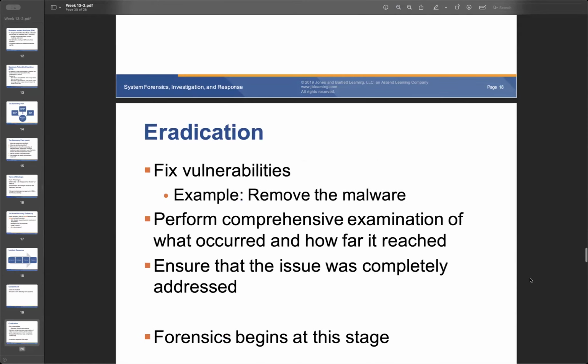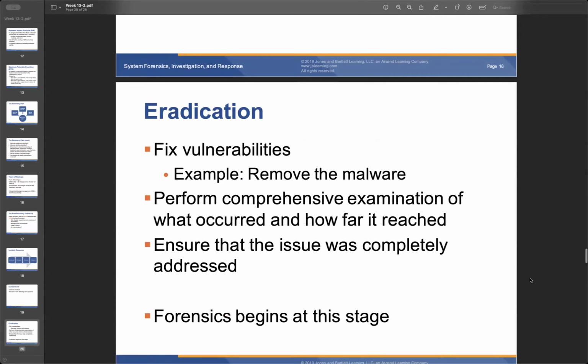And then the eradication over here. We try to fix the vulnerability, and we try to do it quickly. If we have malware, maybe we try to delete those programs, and if they changed some endpoints, then we try to fix it. Immediately try to fix it first. And then we can perform a comprehensive examination of what occurred and how far it reached. So we can get all this information, and also try to ensure that the issue was completely addressed.